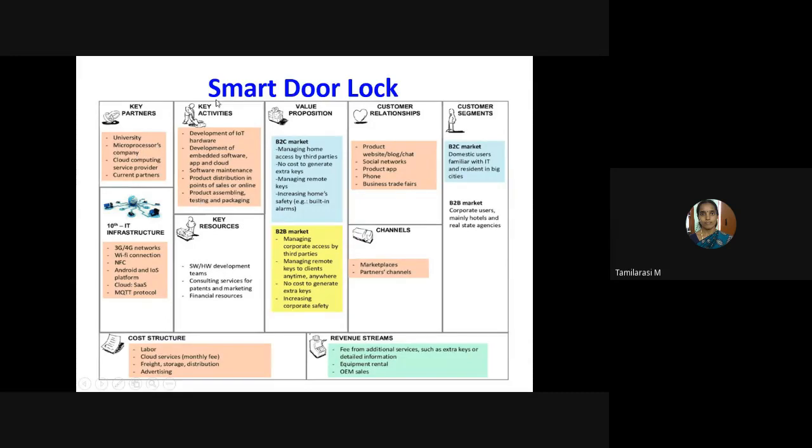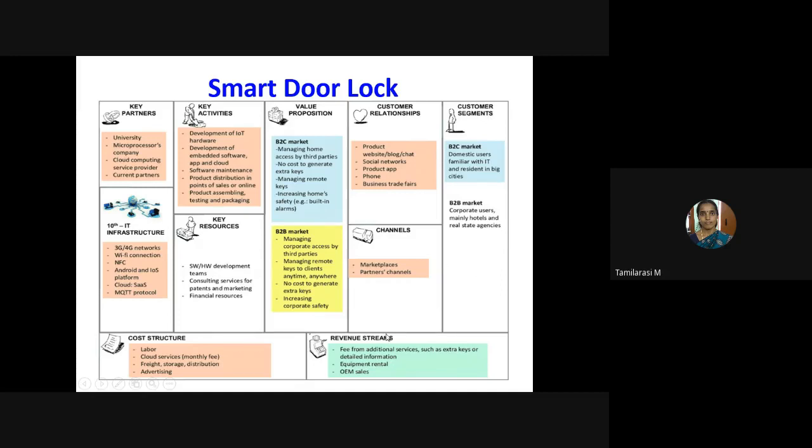The basic thing is this: key partners means who are mainly involved in implementing your project. Key activities means the main tasks in implementing your solution. Key resources means the resources required to implement your solution. Value proposition means the benefits that will reach the customer. Then relationships: how you are maintaining the customer relationship, and how you are channelizing your product.